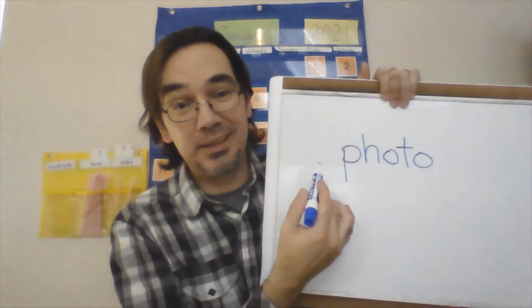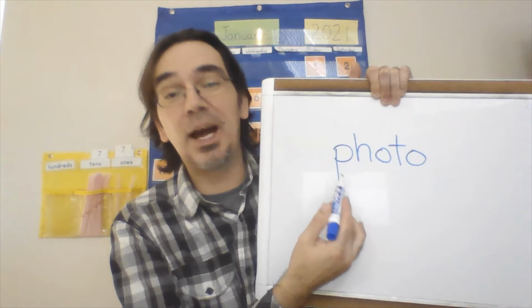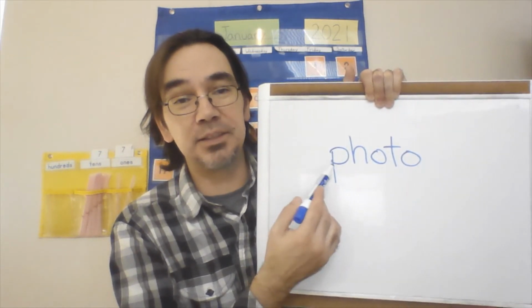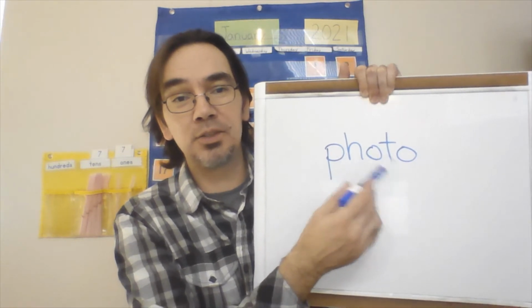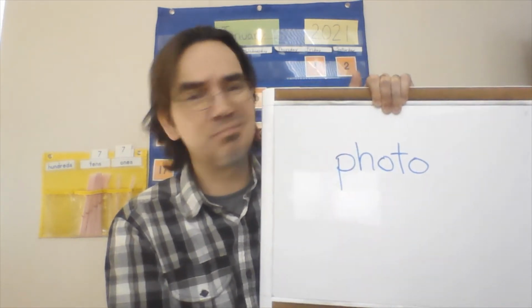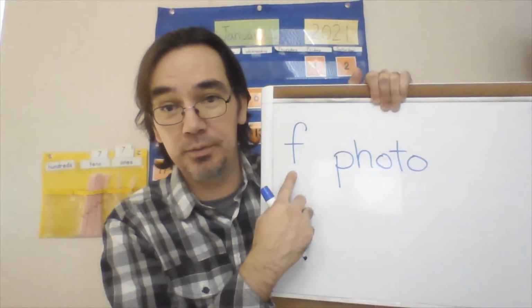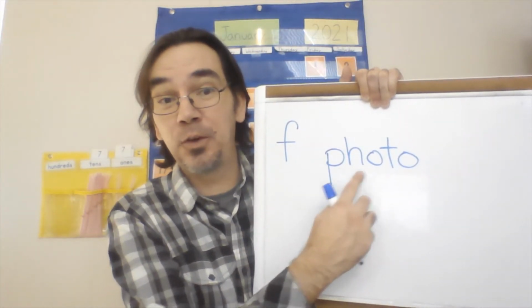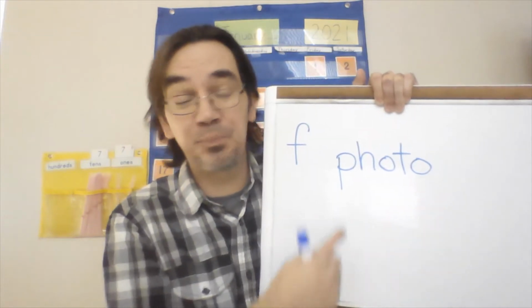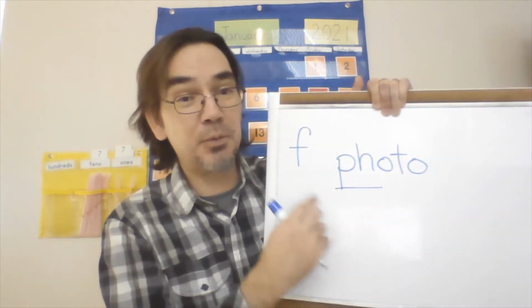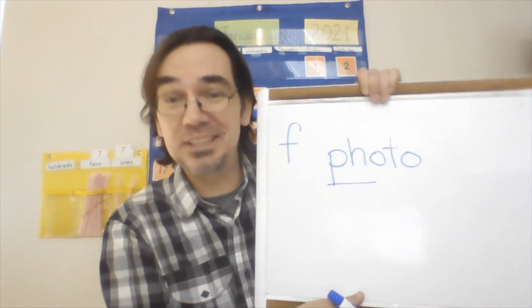Now, if I first look at this and I just start to use my sounds, it's not going to make any sense. Pato, pato, pato. Well, guess what? If I told you that this P and this H together make an F sound, this is photo. This PH, you heard me right. It makes an F sound.